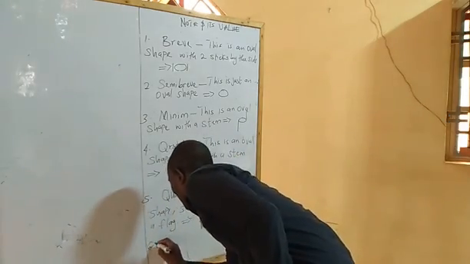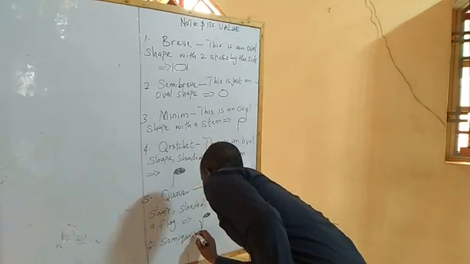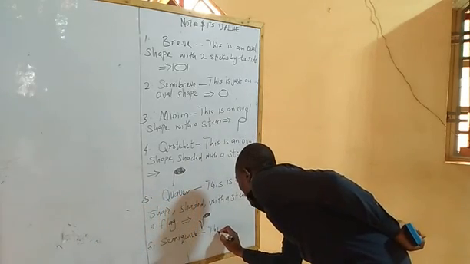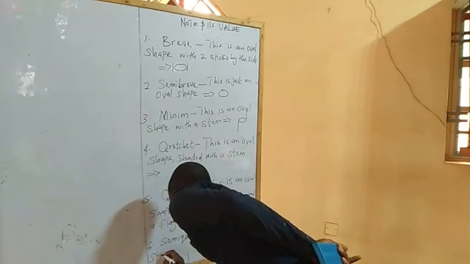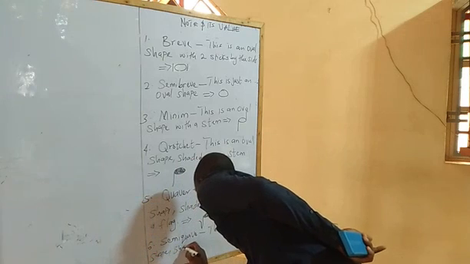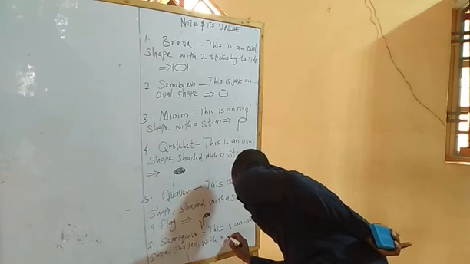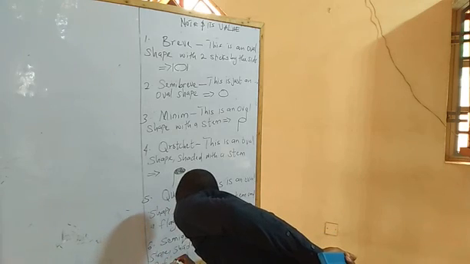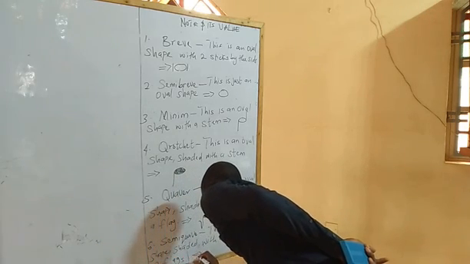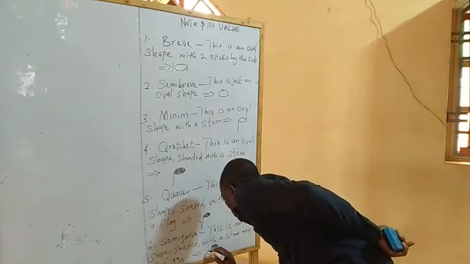Then the next one, which is the semiquaver. You say this is an oval shape, shaded, with a stem and two flags. And this is how it is: an oval shape shaded with a stem and two flags.